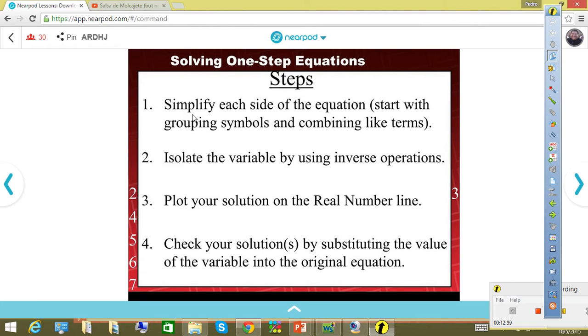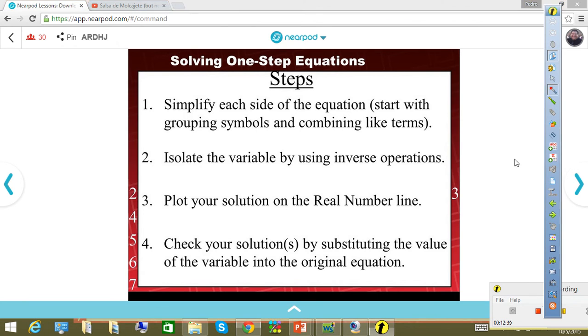Now check this out. Simplify each side of the equation. That means we need to make each expression shorter. Step 2, isolate. The word isolate means to leave it alone. Leave it alone, which means leave it by itself. And using inverse operations, from there, plot and check.